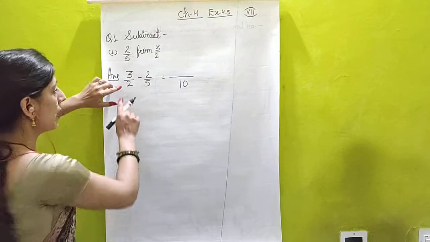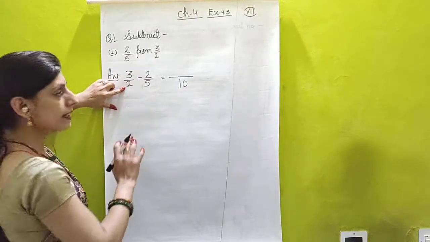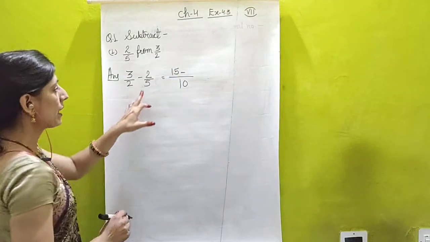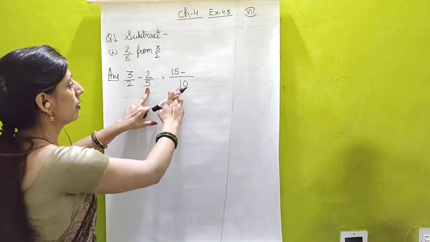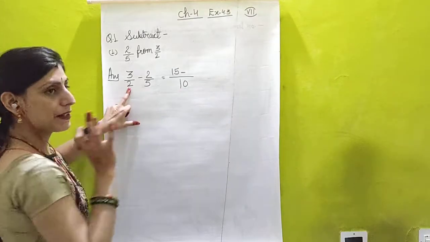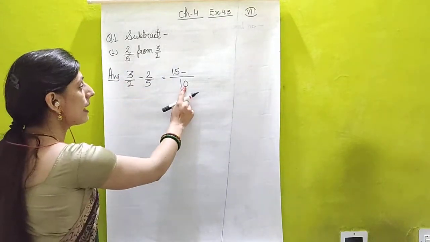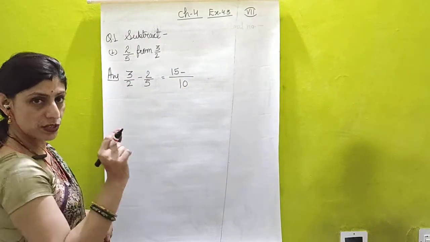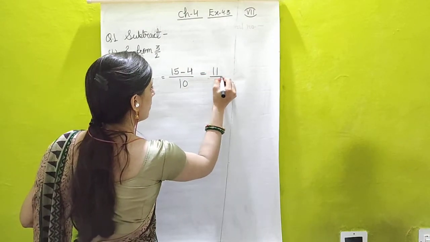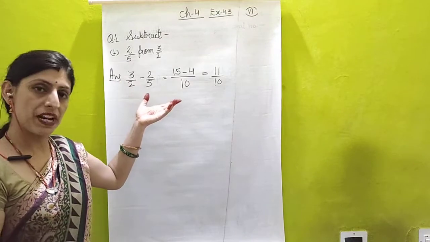Now first we divide 10 by 2, which gives 5. Then 5 multiplied by 3 is 15, minus. Now 10 divided by 5 is 2, and 2 multiplied by 2 is 4. So 15 minus 4, and your answer will be 11 upon 10. So part 1 of subtraction we have done.